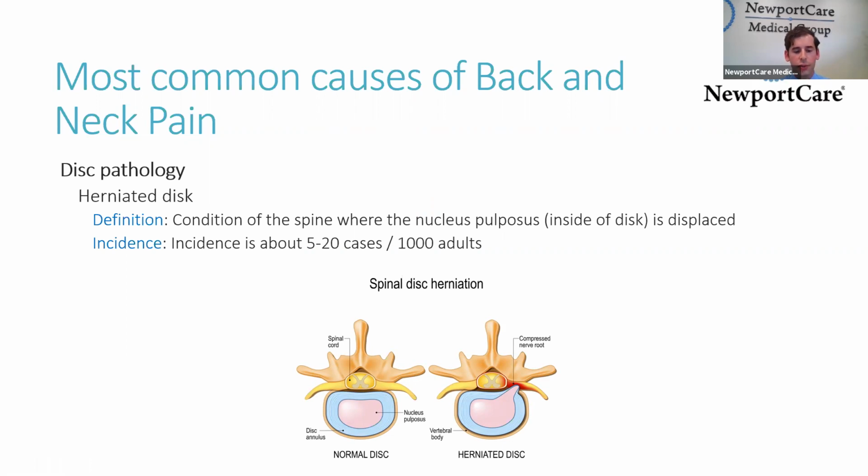So a disc herniation is when the outside of the disc is damaged, enabling the inside of the disc to push out of place. And this can cause an inflammatory response or compress some of the nerves in this area, resulting in significant pain and debility. It's very common, about 5 to 20 cases have been seen per 1,000 adults. So in a huge population, that's a very common issue to come across.